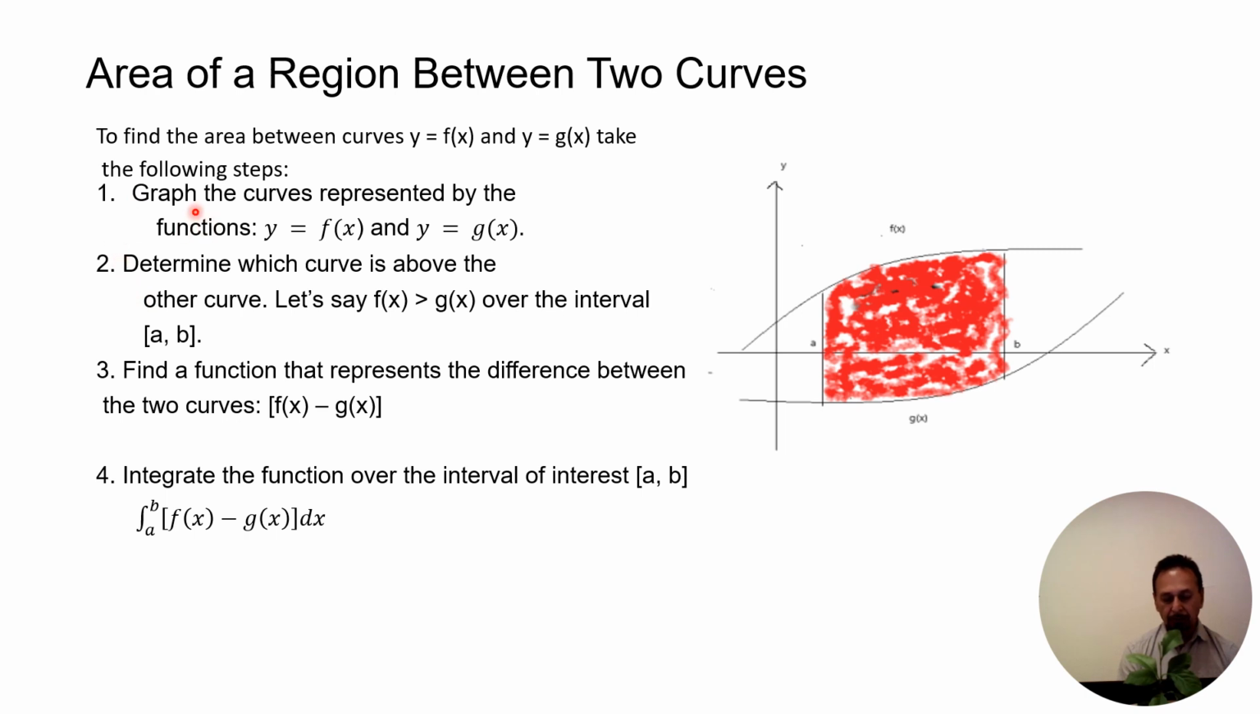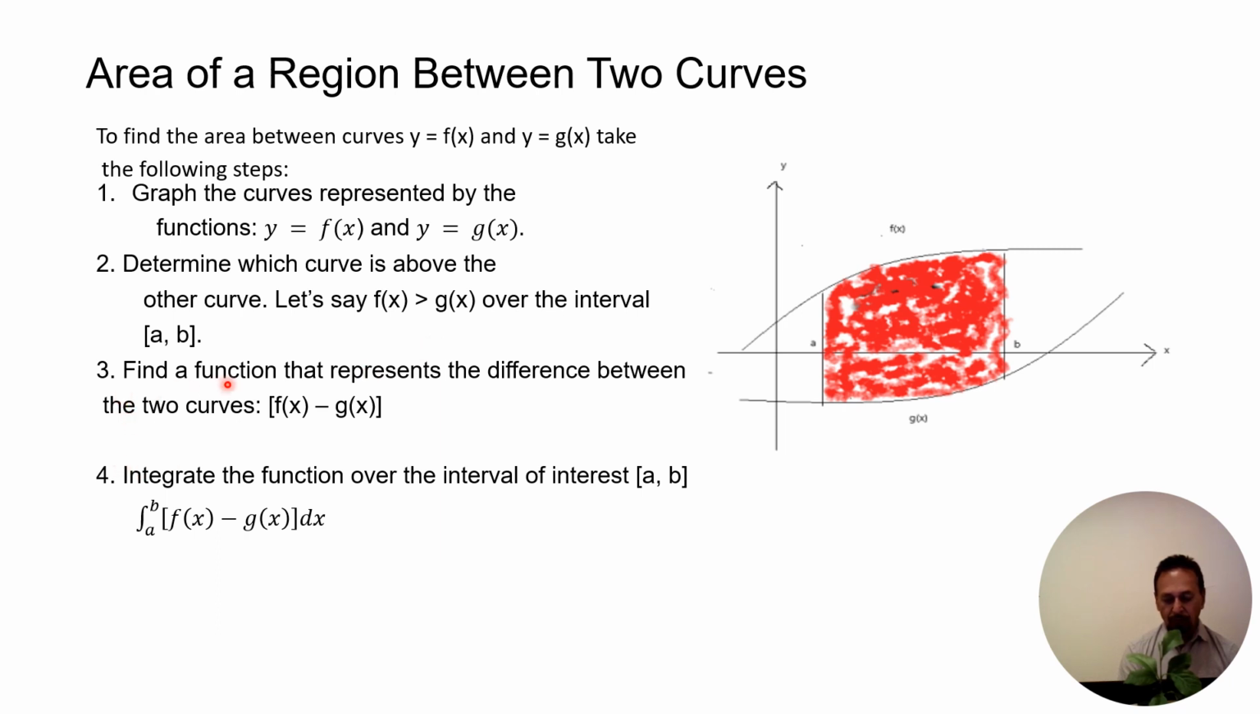Number one, graph the curves represented by these functions, y equal to f of x and y equal to g of x. So that's the first step here, graph them. The second step, you determine which curve is above the other. Let's say in this picture f of x is above g of x, which means f of x is higher than g of x. f of x is greater than g of x.